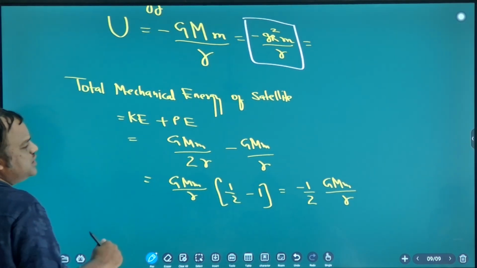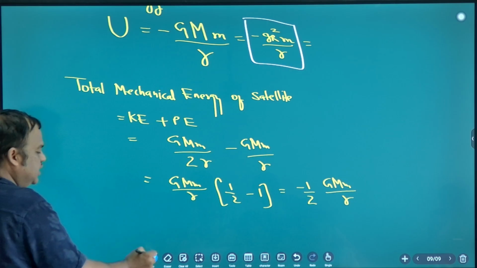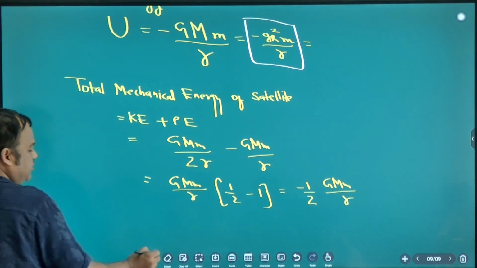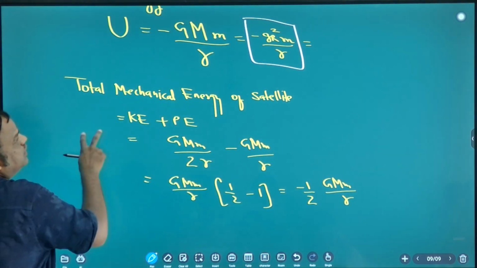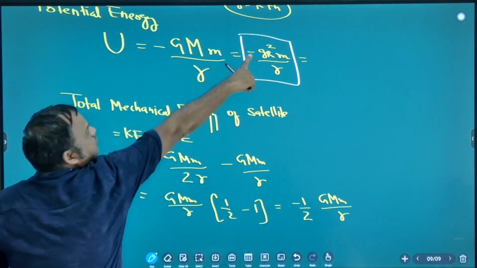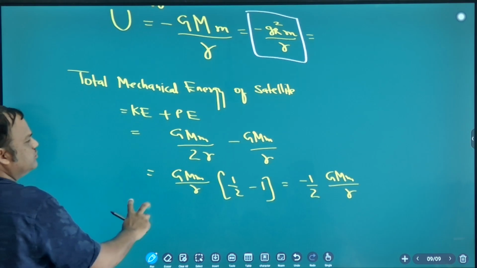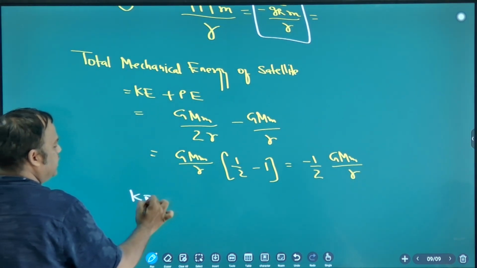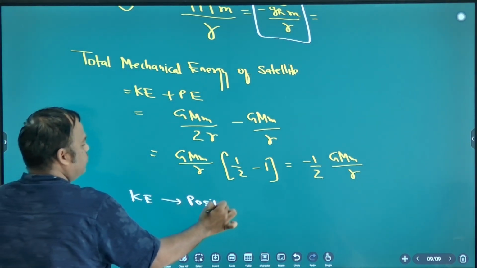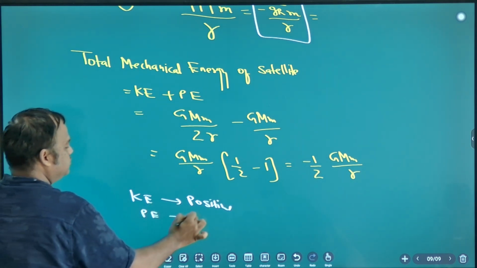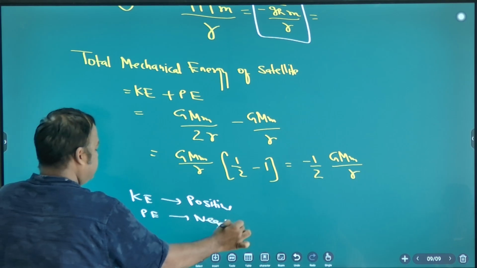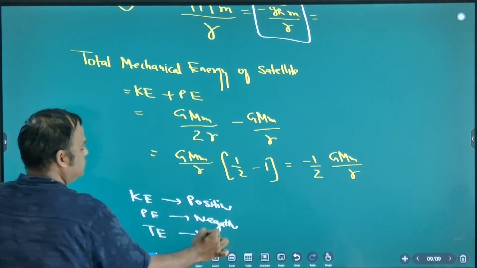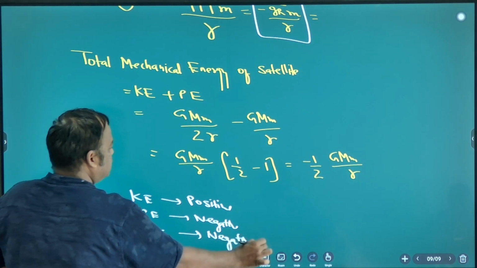So total energy is positive or negative? Negative. Potential energy is positive or negative? Negative. Kinetic energy positive. Note down: kinetic energy is positive, potential energy is negative, total energy is negative. Remember these things.